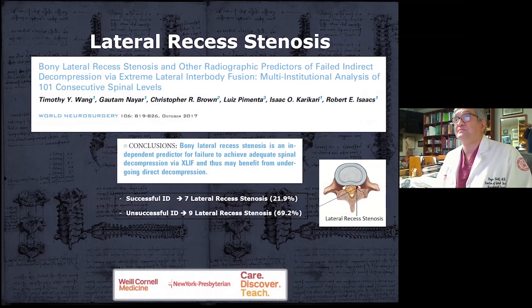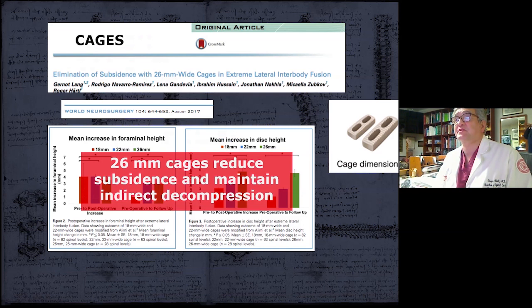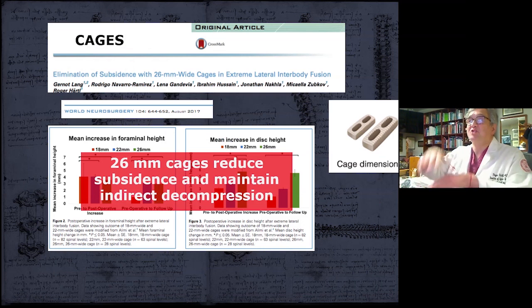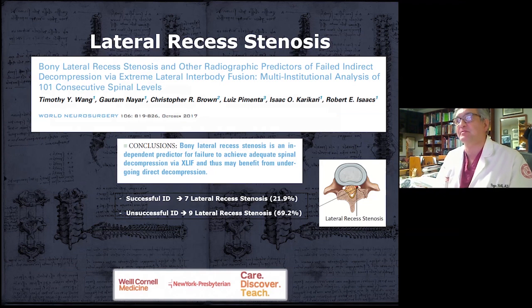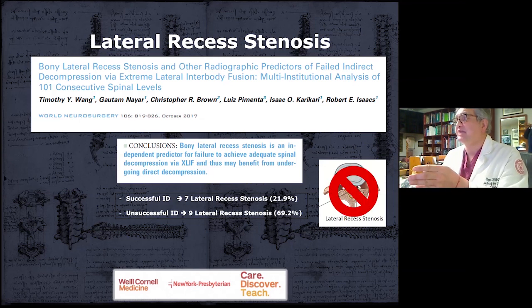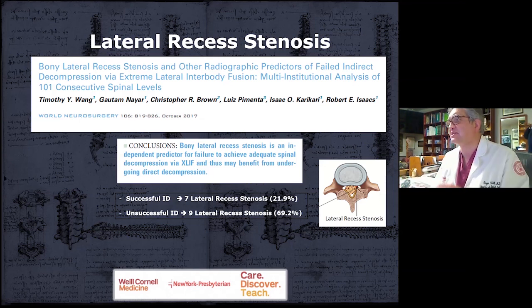So that makes a big difference in my practice, because now I don't always try to get the tallest cage in, but I will always try to get the widest cage in, which is actually easier to put in, and you're not struggling with the height, and you're minimizing the risk of hurting the end plates above and below. Luis Pimenta and others had a really nice paper about lateral recess stenosis. In patients who have severe lateral recess stenosis, indirect decompression may not work.